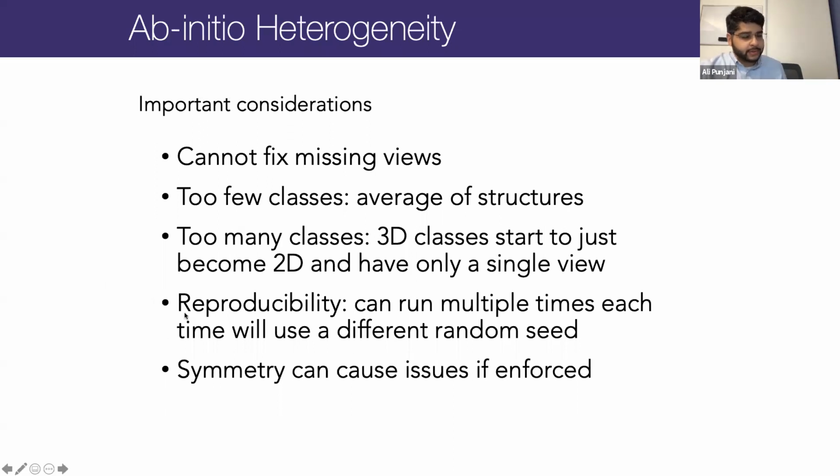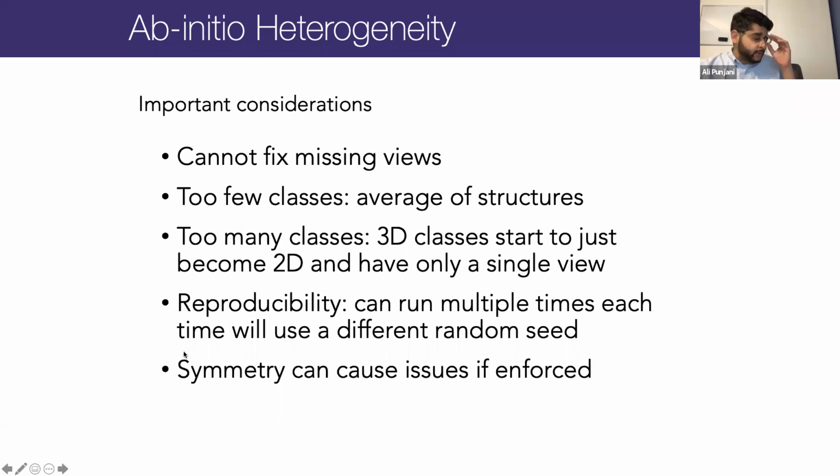Another note about ab initio reconstruction, it is a stochastic algorithm, meaning that it's random. Every time you run it, it can give you a different result. You can run it multiple times, and each time you run it, by default, it'll use a different random seed and produce different results. So that's a way to check for reproducibility of your structure. That reproducibility doesn't necessarily mean that the structure is correct, if, for example, you have missing views or some other problem, but it's a good idea to check.